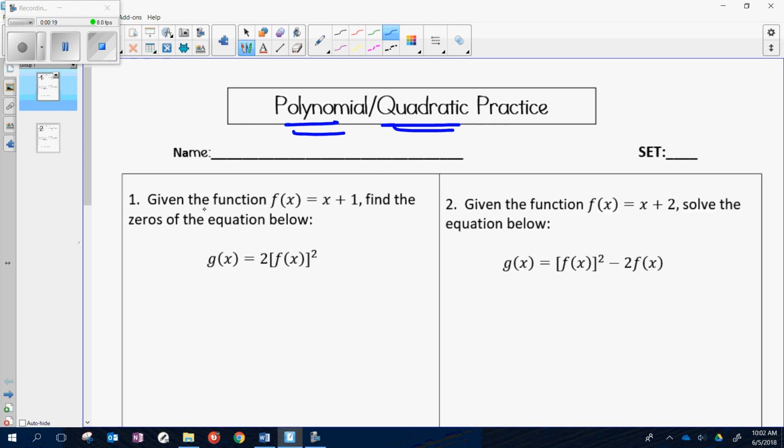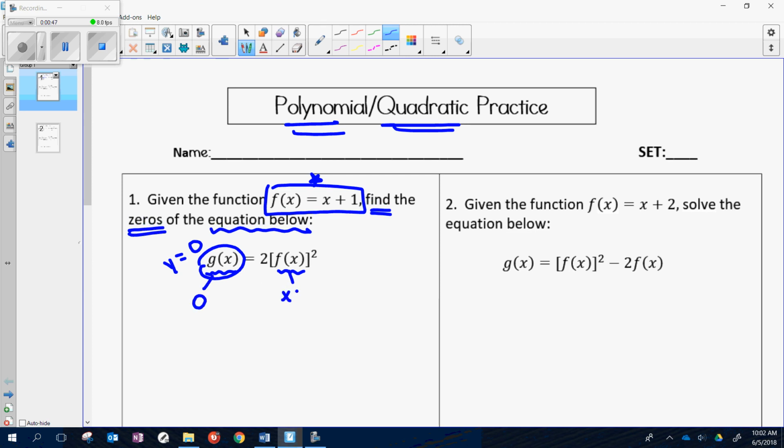So number one, given the function, they gave me a function and they want me to find zeros to the equation that they also gave me. So here's g of x, here's f of x, replace f of x, solve this equation. Find where y is equal to 0. So I'm going to replace this with a 0, and I'm going to replace this with x plus 1. What a mess. I'm going to erase it and start over.